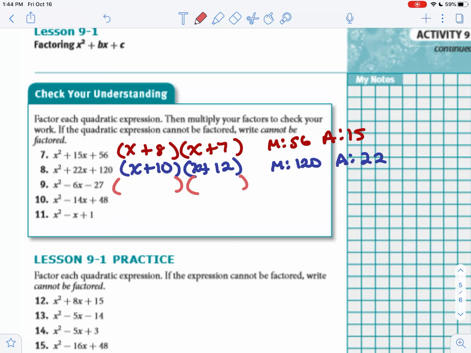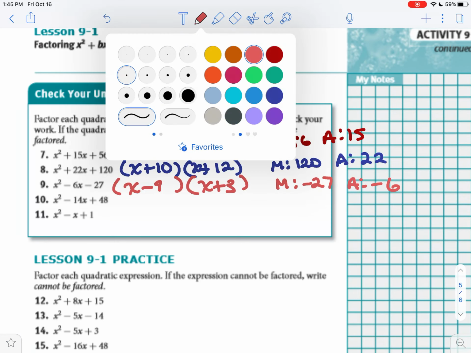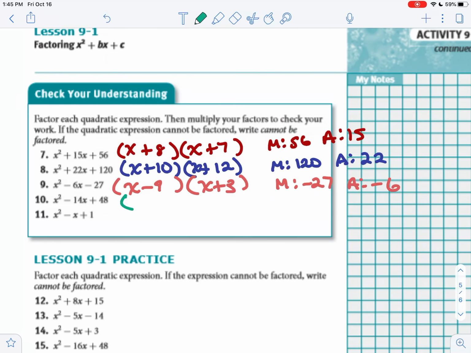Next one has some minus signs in there, so we want to be careful with those. So you want to multiply to negative 27, but add to negative 6. Okay, so this is similar to one we worked on a little earlier. So negative 9 and positive 3. So x minus 9 and x plus 3.